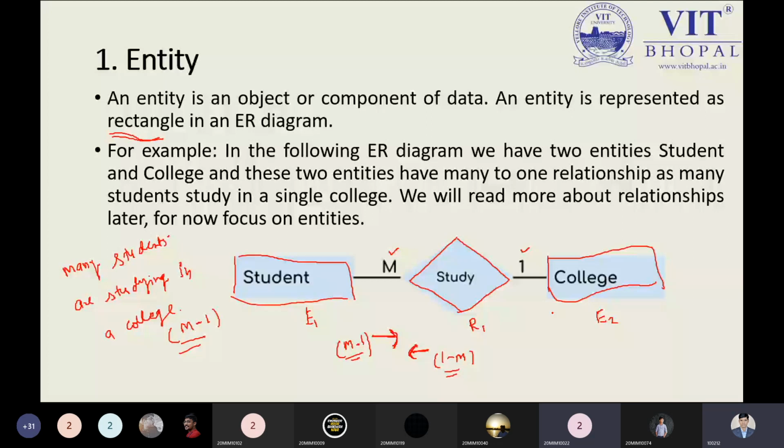If I'm writing, in a college many students are studying, then you are saying that this is many to one. No, this is not many to one, because then your statement would have to be: in many colleges, one student is studying. Our statement was not that. So after transformation from the English statement to the database representative model, you have to show it properly.